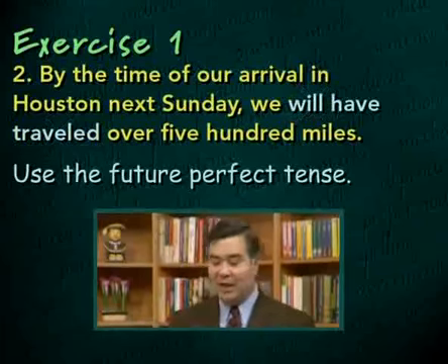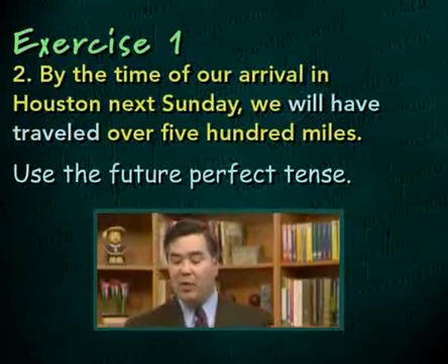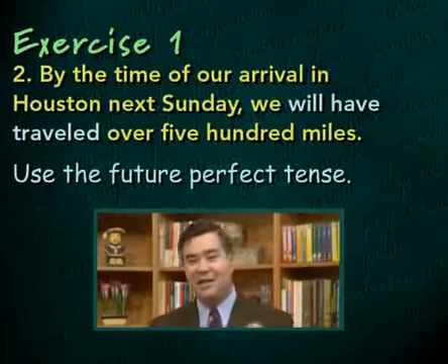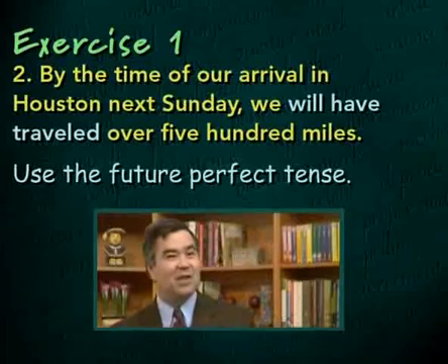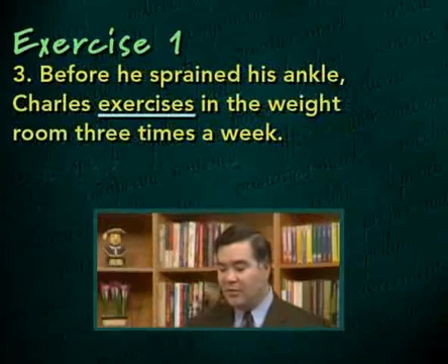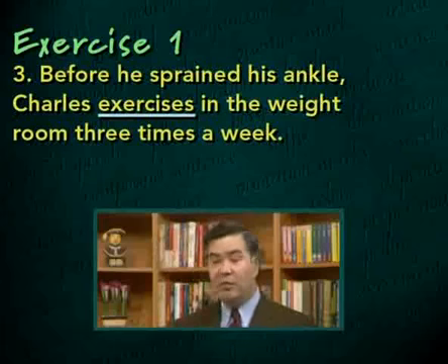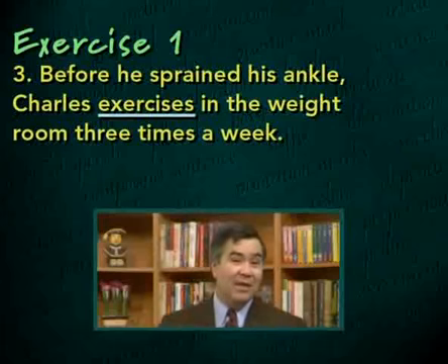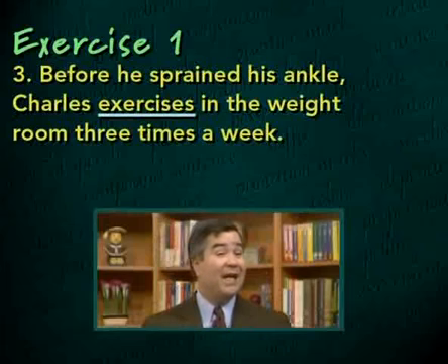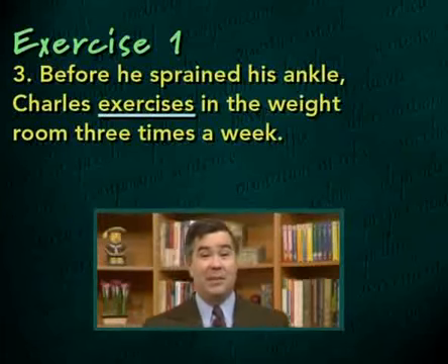And the sentence would then read, by the time of our arrival in Houston next Sunday, we will have traveled over 500 miles. And that lays out the sequence of the two events in this sentence quite clearly. Next example. Before he sprained his ankle, Charles exercises in the weight room 3 times a week. Once again, there are two events in this sentence. Charles sprained his ankle. That's a past tense event. That means it happened in the past.